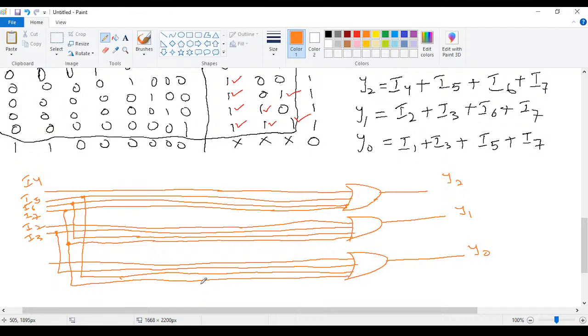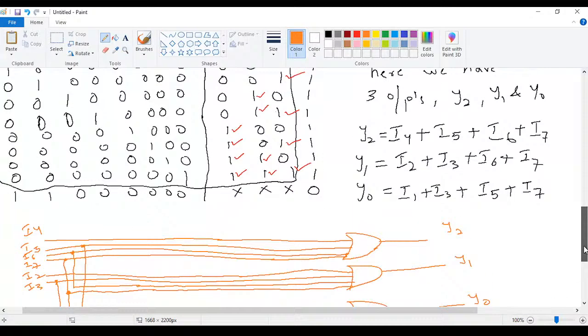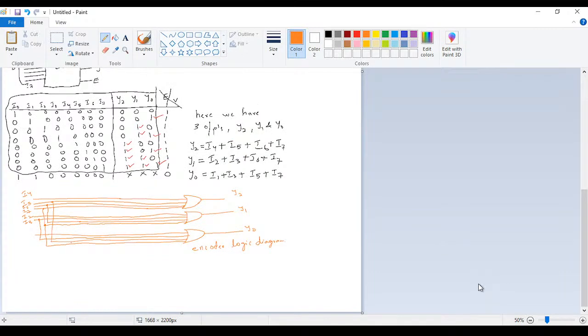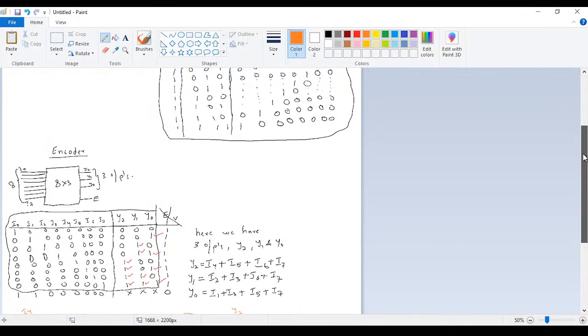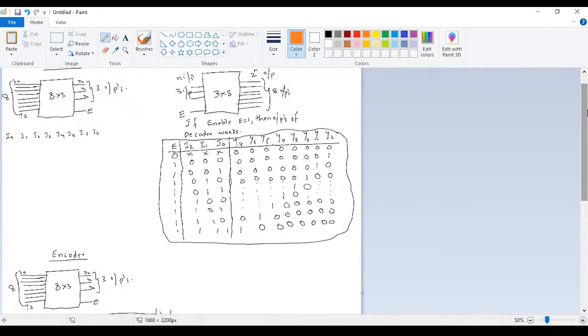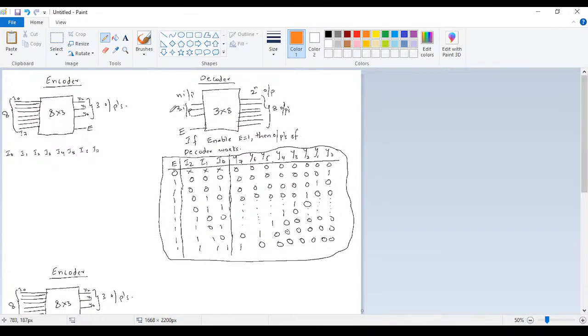Okay, so this is the circuit, the logic diagram for the encoder. This is very simple. This is the reverse manner of the decoder. So what we have seen here now is the encoder. The decoder is this, so the reverse manner is the encoder.